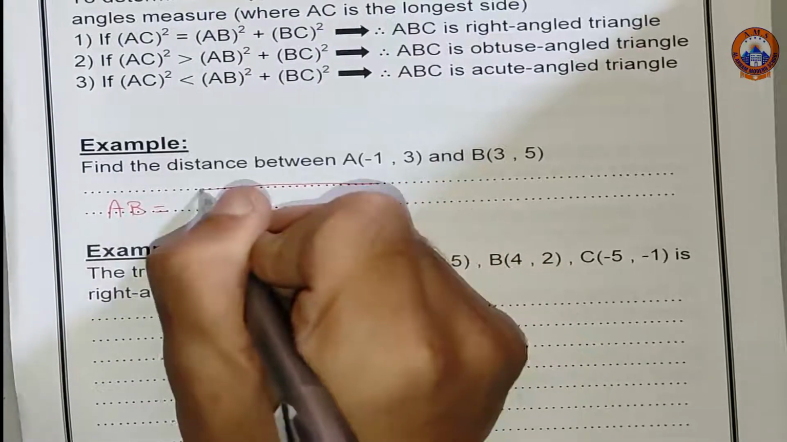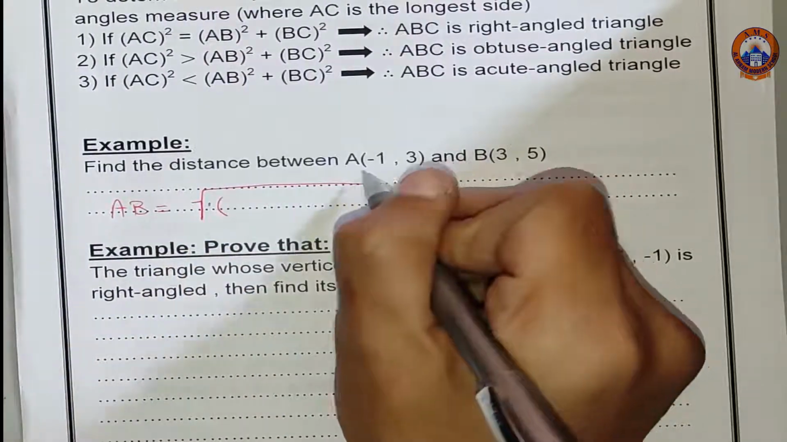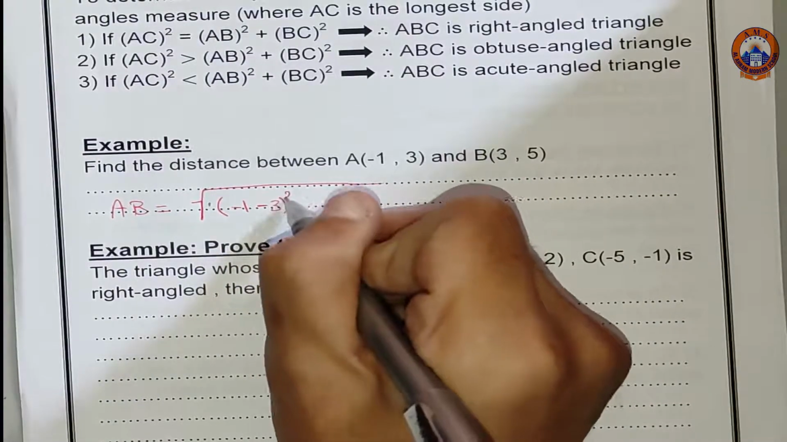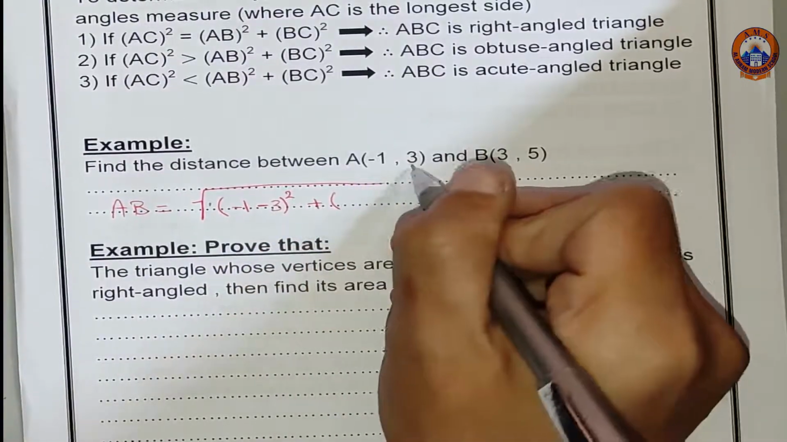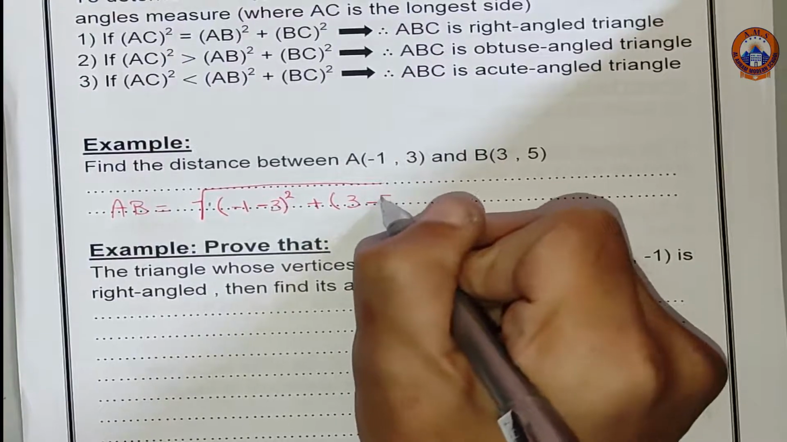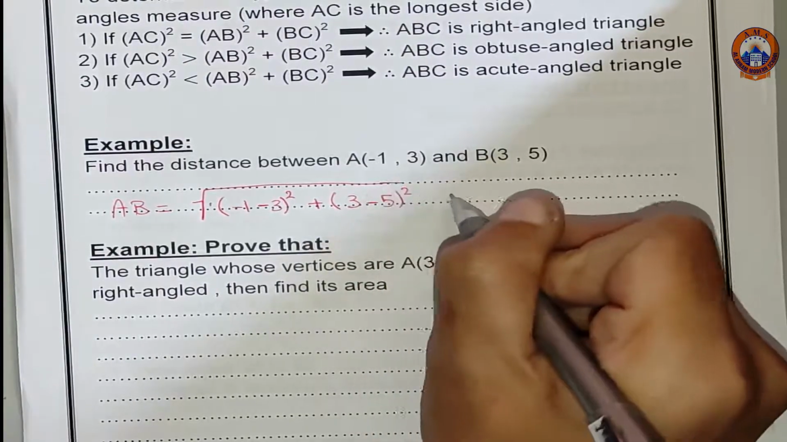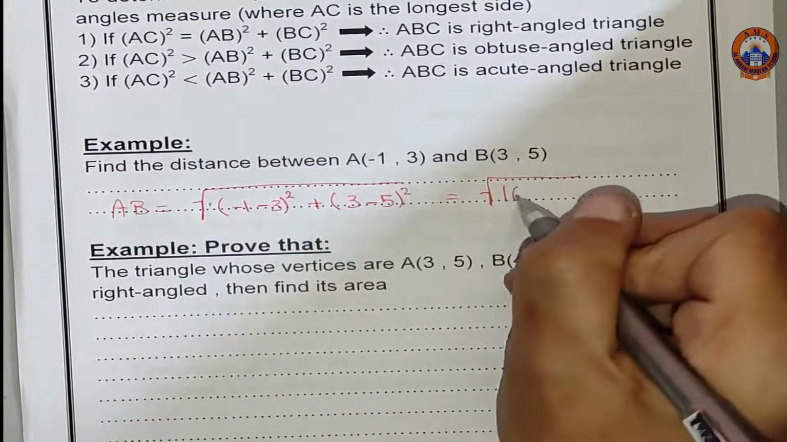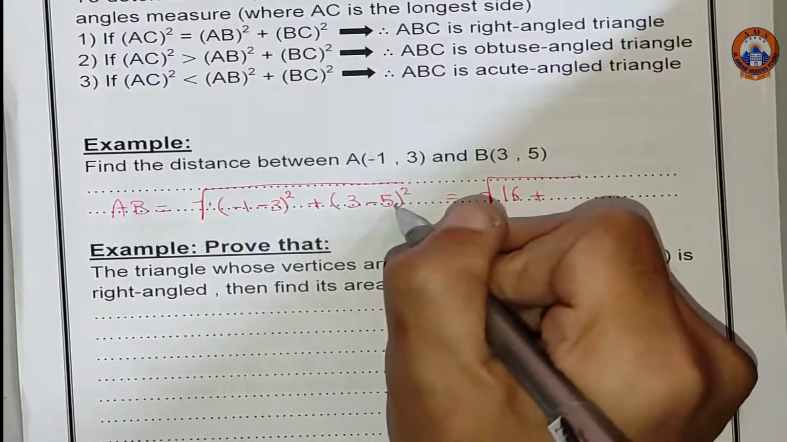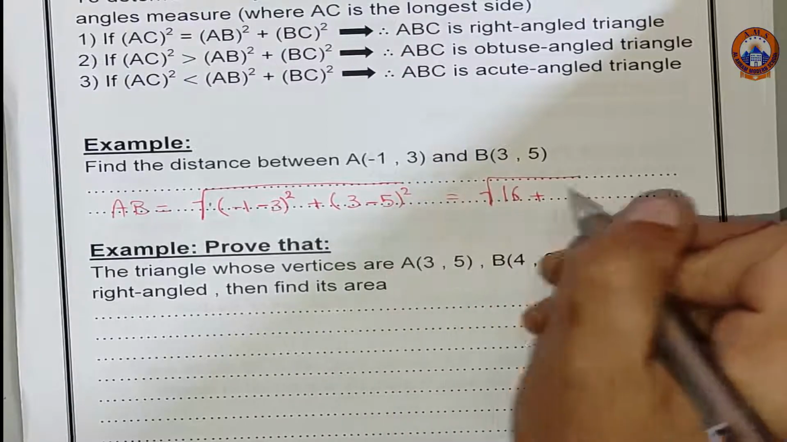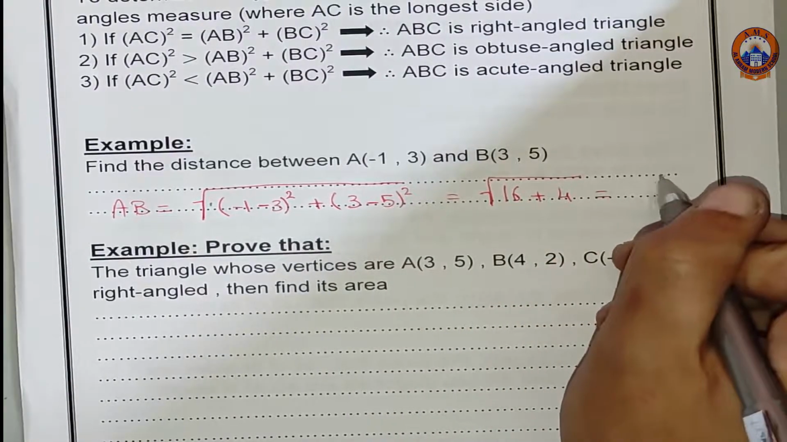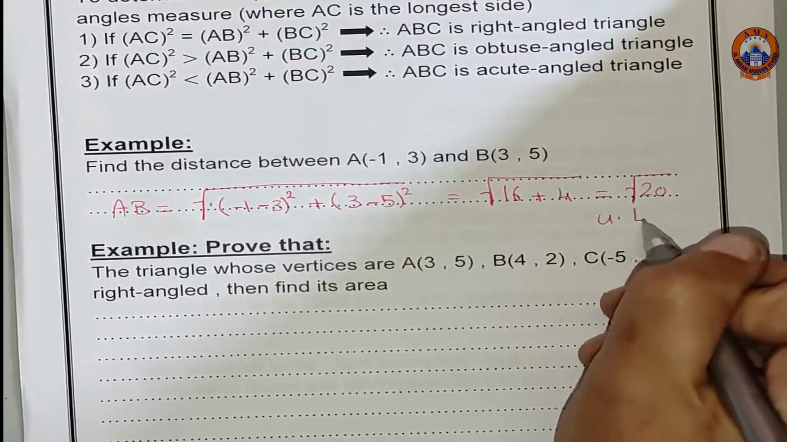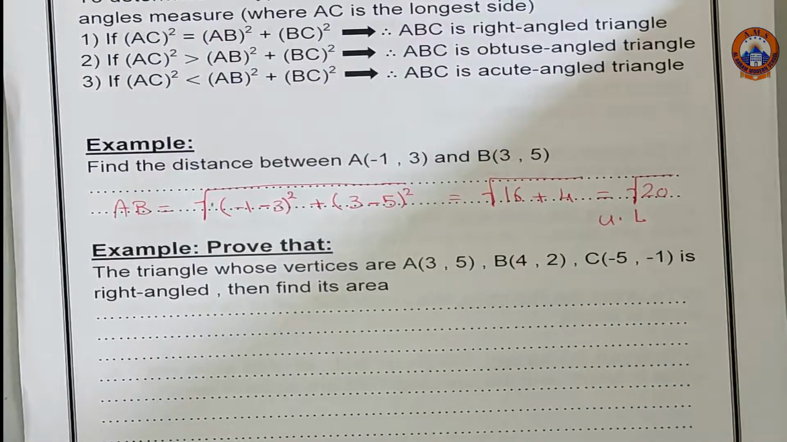equals square root. We're gonna take (-1 minus 3) all to the power 2 plus (3 minus 5) to the power 2, and this is equal to (-4) to the power 2, which is 16, plus 3 minus 5 is -2, to the power 2 is 4, so this is root 20. And we're gonna say it's a unit length because this is the length between 2 points.